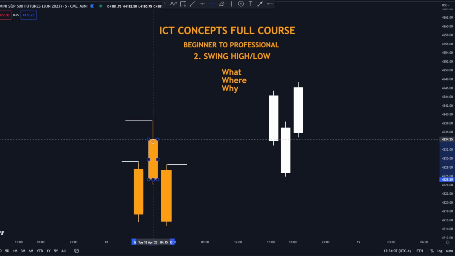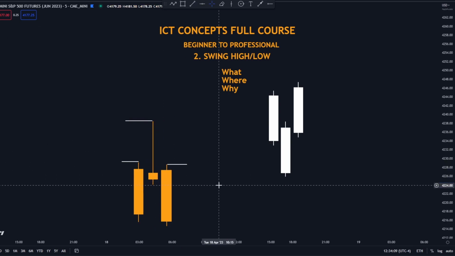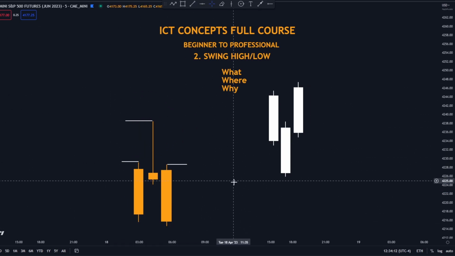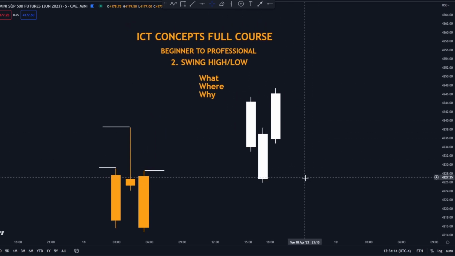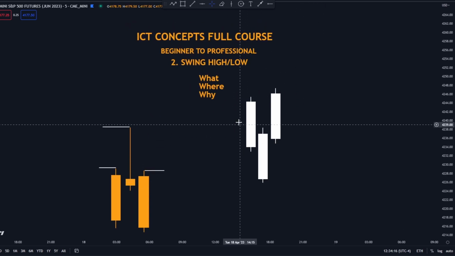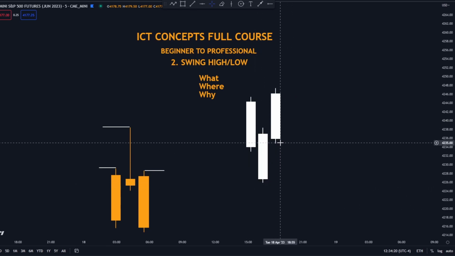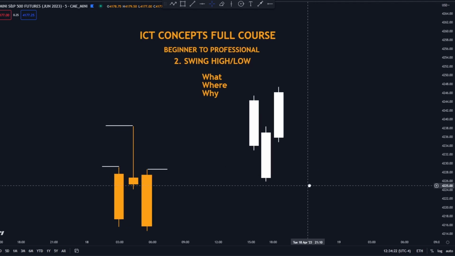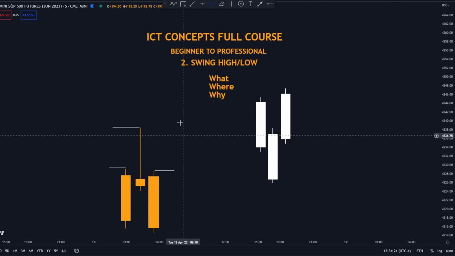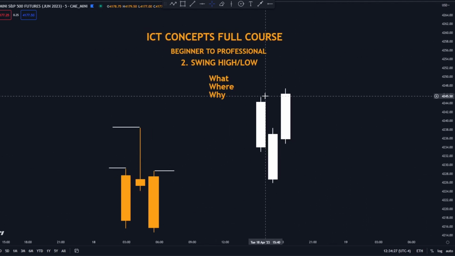Swing high can look like this. This is also swing high. Swing low, same principle. First candle higher than second candle, lower than third. This is all you need to know. Swing high and low is good for market structure, which is the next chapter.